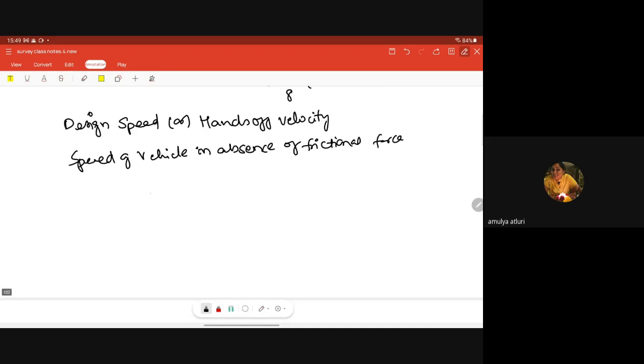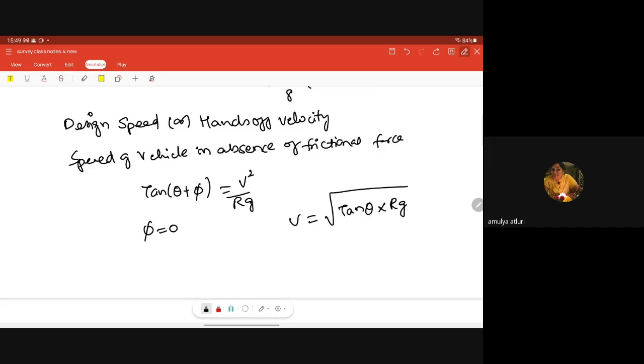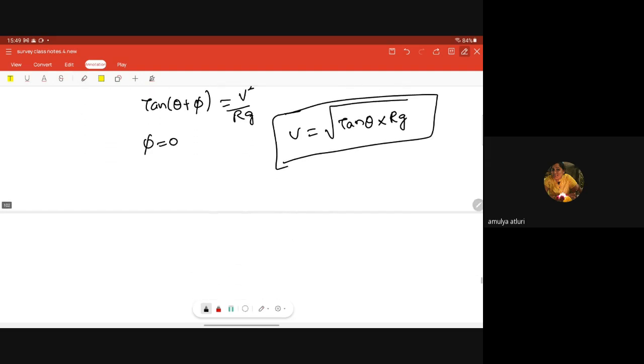Okay. So tan(theta plus phi), where phi is nothing but the angle of friction, is equal to V square by Rg. We know it. So I am saying that the angle of friction is 0. Then V is equal to root of tan alpha into Rg, right? So this is the design speed or the speed of vehicle. This is hands of velocity.